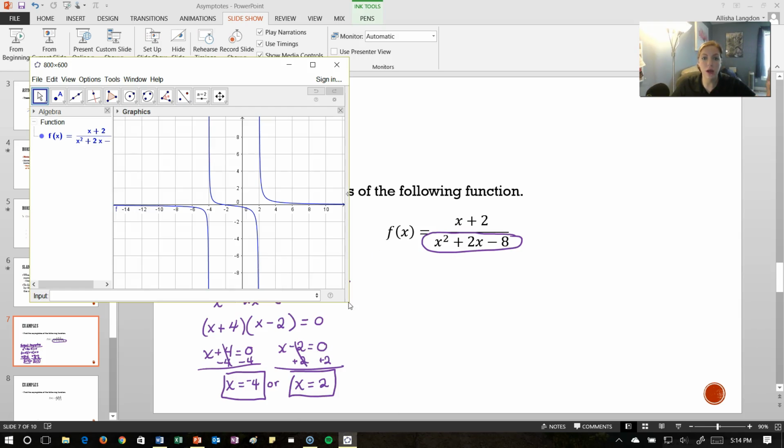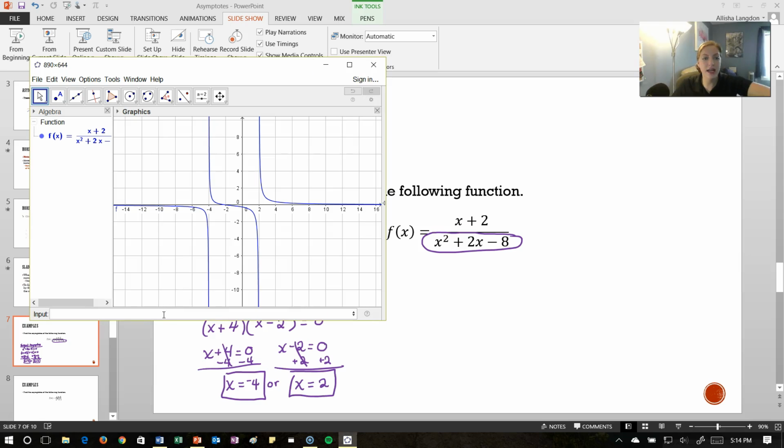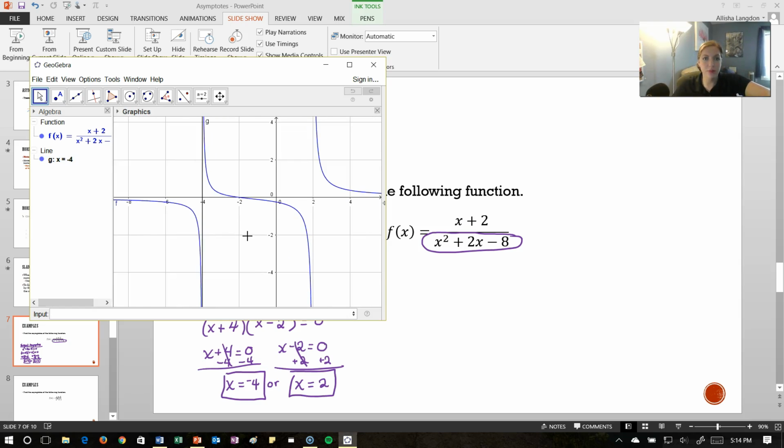I'm going to bring up my GeoGebra and type in those vertical asymptotes. x equals negative 4. If you didn't notice, it did bring in that black line, and it does look like that graph is approaching that vertical asymptote but never actually touching it. So that's a good sign.